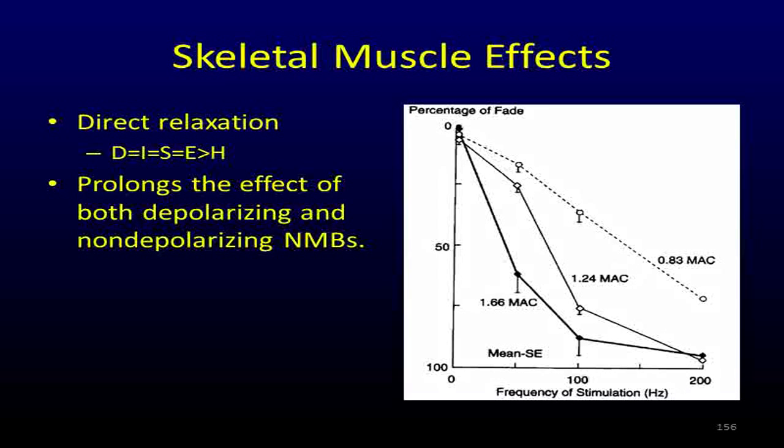So 100% fade means you get no response. 0% fade means you have a full response. So this is a full response on your train of 4, if you want to look real quick. Bam, bam, bam, bam. Okay? If I have fade, I could see one strong one, and then it goes away. That's fade. If I have 100% fade, I activate it. Bam, bam, bam, bam. I get nothing. So a higher MAC will lead us to a higher... So a higher MAC relaxes your muscles quicker. Yes, absolutely.